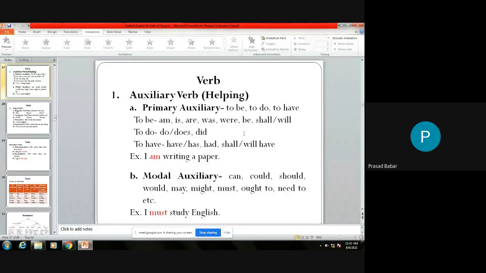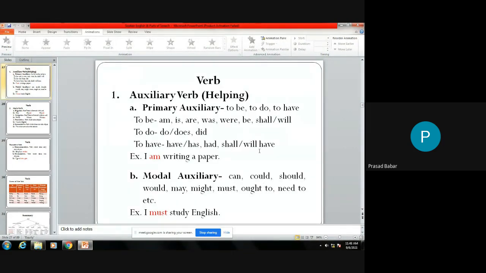Yes, sir. Okay. So let's discuss it with an example. Modal auxiliary: I must study English. I must. So must is the modal auxiliary used in this example.